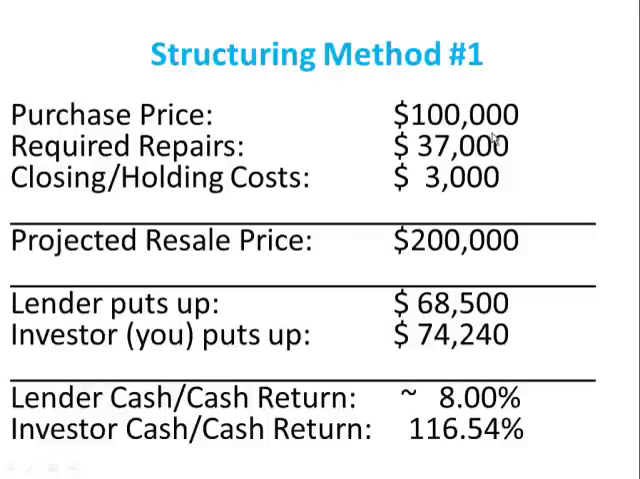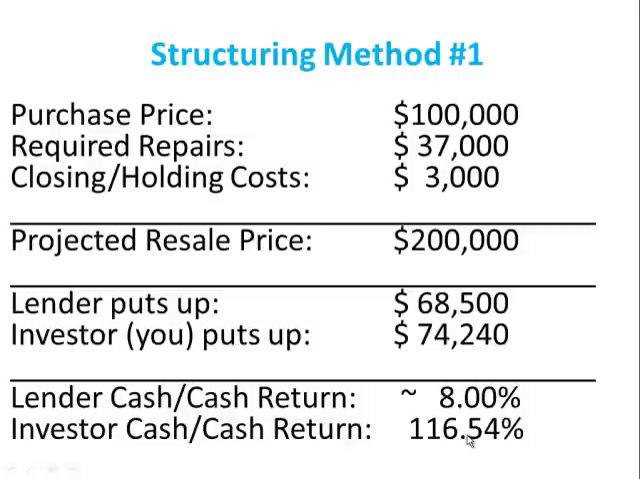Purchase price is $100,000. Repairs required is $37,000, right? So the total cost basis is going to be $140,000. Projected resale price is $200,000. Lender puts up $68,500. You as the investor put up $74,240. Your lender makes an 8% annualized cash on cash return. And because you're making a pretty healthy profit on this deal, this is your annualized return on your cash. So even though you're putting up a lot of cash for this deal, you're making a pretty damn good return on it.